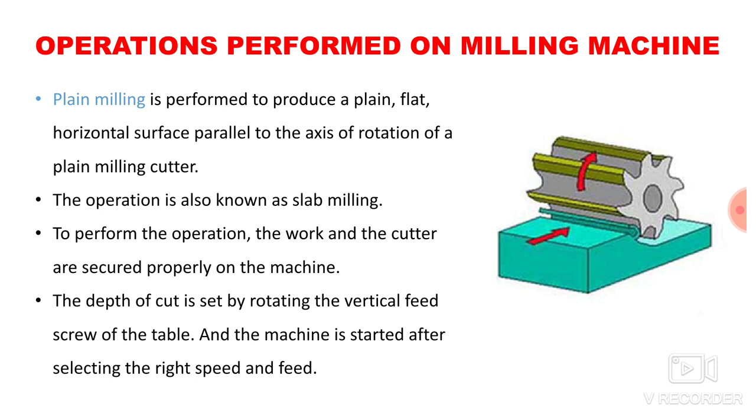To perform the operation, the work and the cutter are secured properly on the machine. First of all, you have to clamp the workpiece over the table of the milling machine, and then you have to fix the milling cutter. The depth of cut is set by rotating the vertical feed screw of the table. So how is depth given? You have to move the table of the milling machine in the vertical direction. With that you can give the depth, and after that the feed is given. So that is all about plane milling.